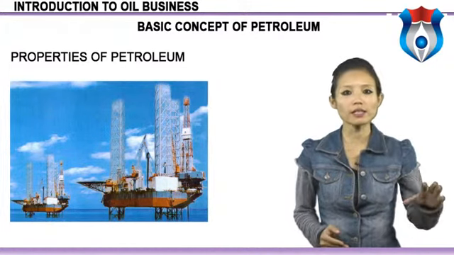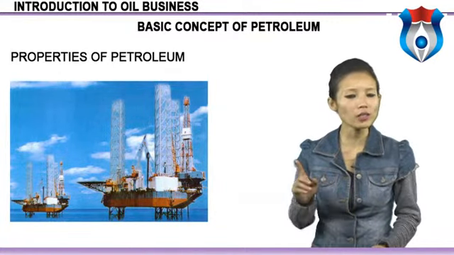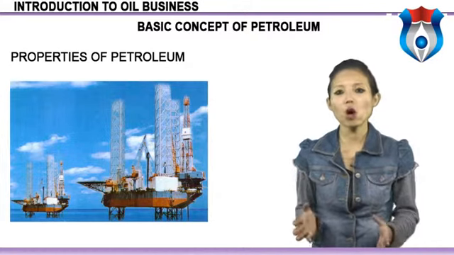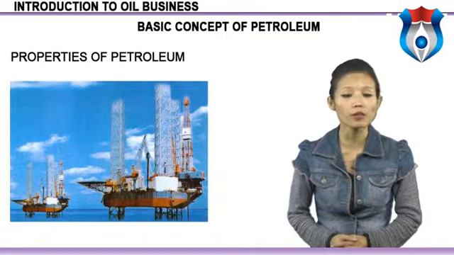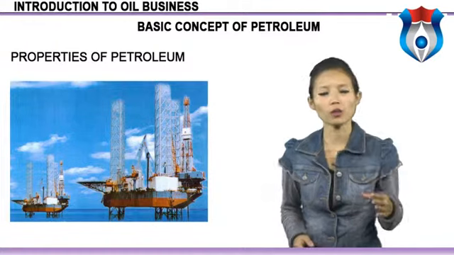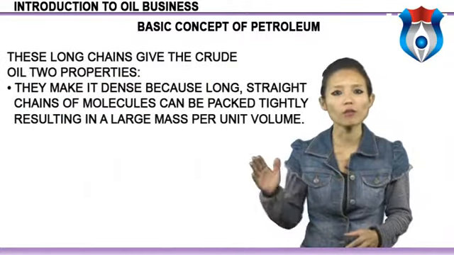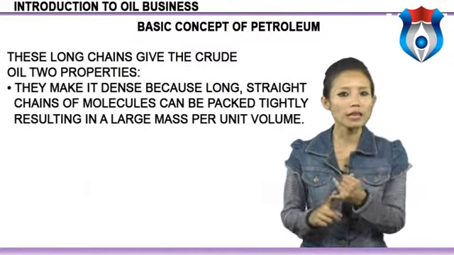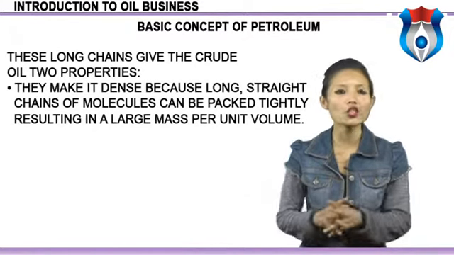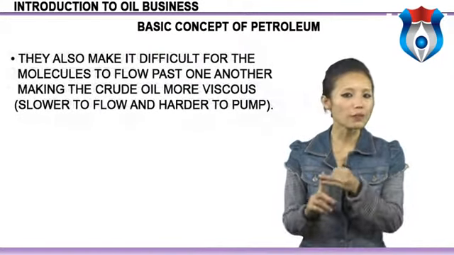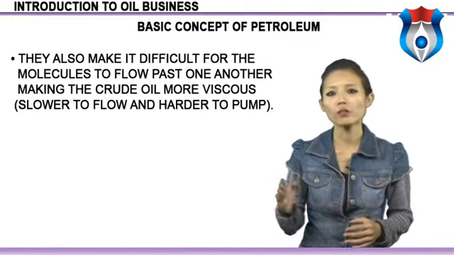Consider first a crude oil that is in the very early stages of being produced from kerogen. Long chain compounds in the kerogen will not have broken apart to a great extent because the oil or kerogen has not yet been buried very deeply, so it has not been exposed to high temperatures in the earth, nor has it been buried for a very long time. The carbon atom chains in this oil are likely to be very long. These long chains give the crude oil two properties. They make it dense because long, straight chains of molecules can be packed tightly, resulting in a large mass per unit volume. They also make it difficult for the molecules to flow past one another, making the crude oil more viscous, slower to flow and harder to pump.